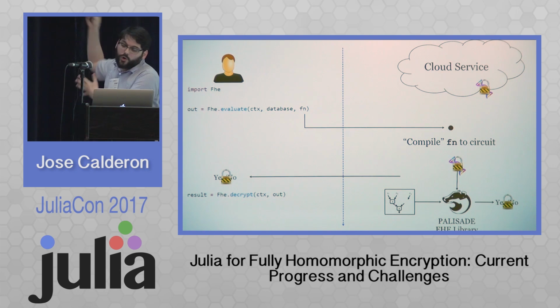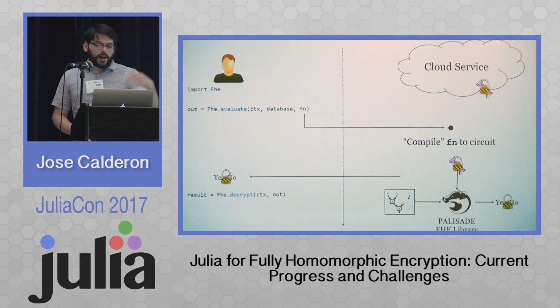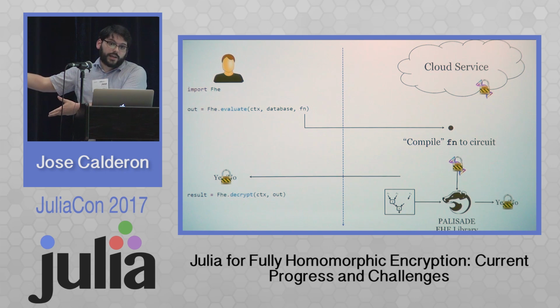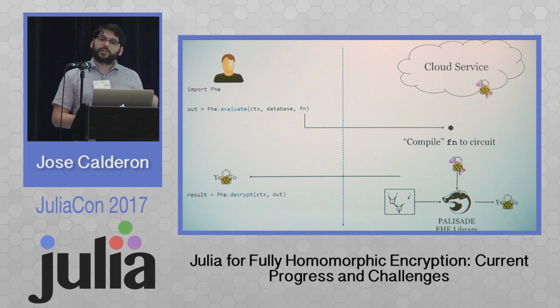So here's a quick workflow of how it might work. On the left, you have the Julia environment that you're in. It could be the REPL. When you evaluate a function over encrypted data, the Julia REPL serializes the AST, sends it to a cloud service that then turns that into a circuit, runs that circuit over the encrypted data, and sends you back the encrypted result. And then that's now available in your Julia REPL. So pretty cool.